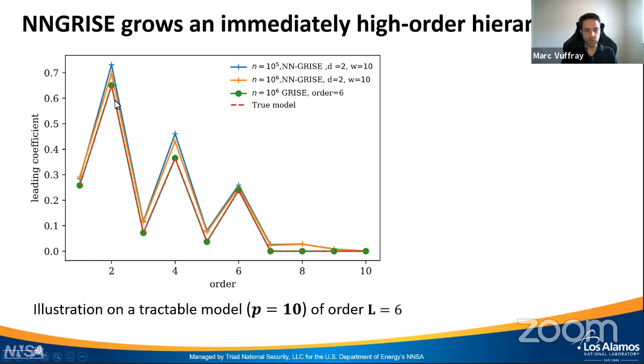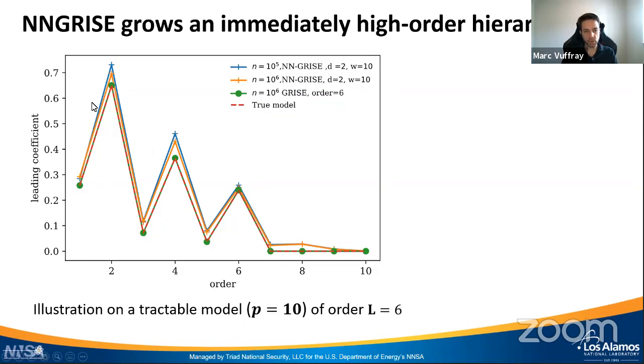So the red line is actually the coefficients, where the value is the sum over all coefficients of a certain order. And on the green line you have what you would learn with GRIs of order 6, which is very costly to run because the computational complexity is p to the 6, but for a model of size 10, it's actually okay. And using a million samples.